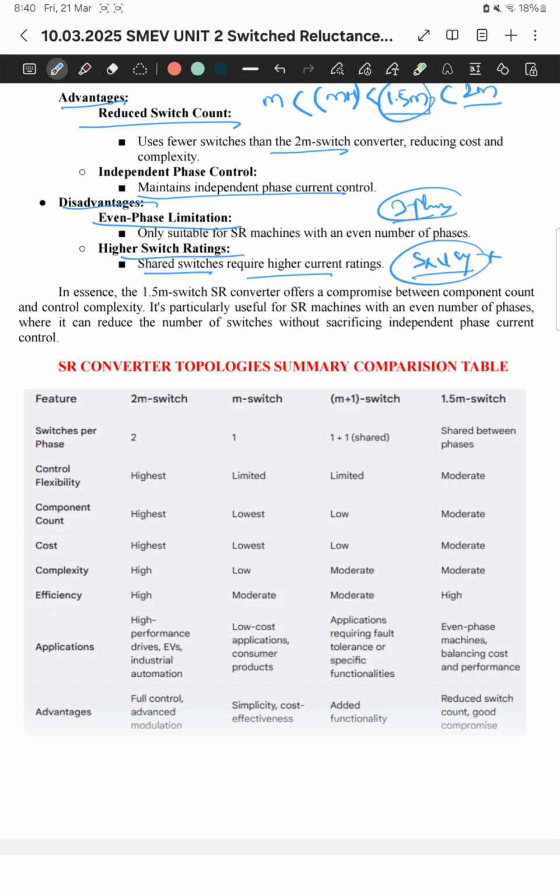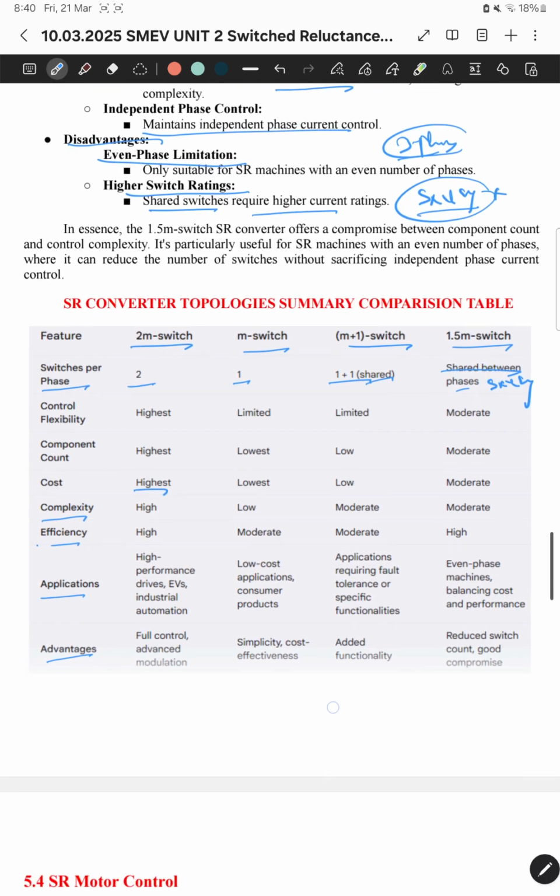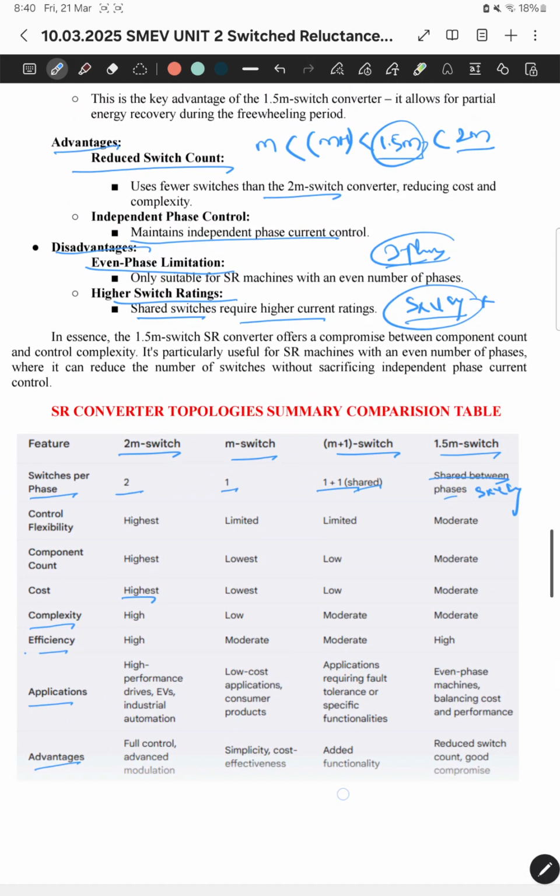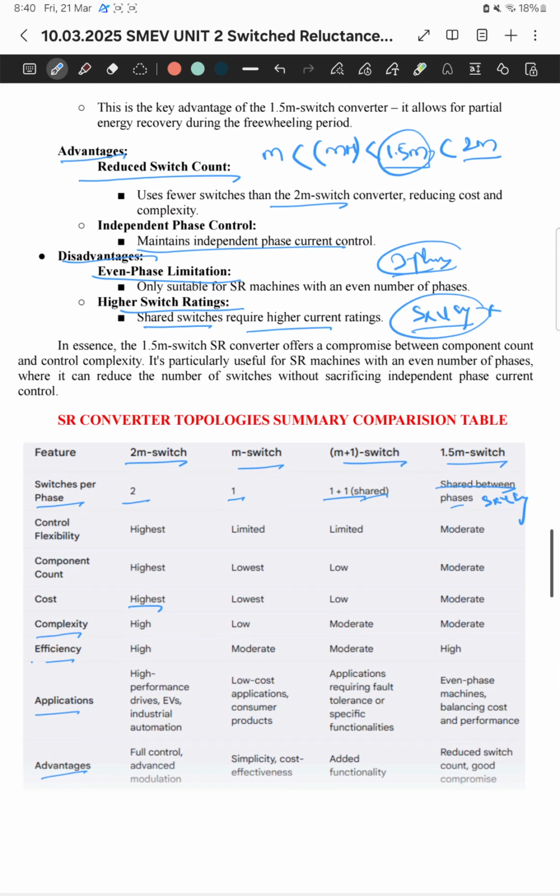This is the overall conclusion for all 4 types: 2m, m switch, m plus 1 and 1.5 m. How many switches are used for each phase? 2, 1, 1.1, and for the shared switches, Sx and Sy for 2 phases. Then control flexibility, cost, complexity, efficiency, applications and advantages. You can go through all this, and this concludes the SR converter topologies. Thank you.